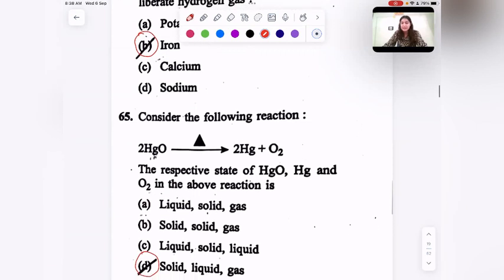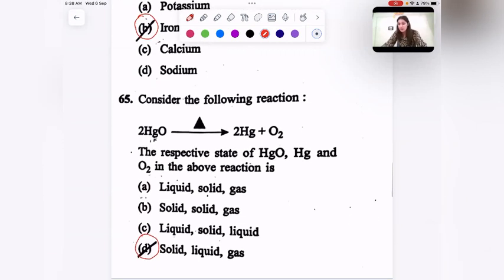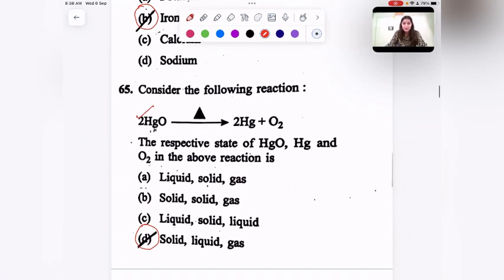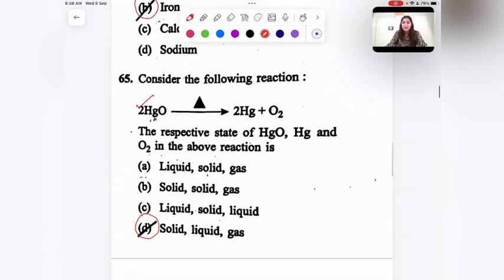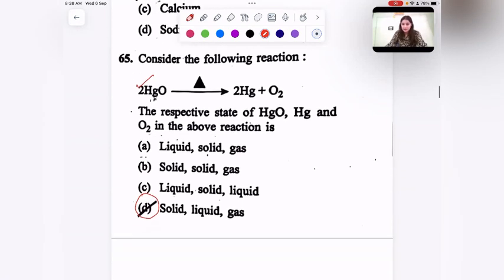Next, consider the following reaction. Again, questions from metals and non-metals chapter. Correct answer is D. This is an ore of mercury, so it is in solid state. By heating it, we get liquid mercury and oxygen as gas.